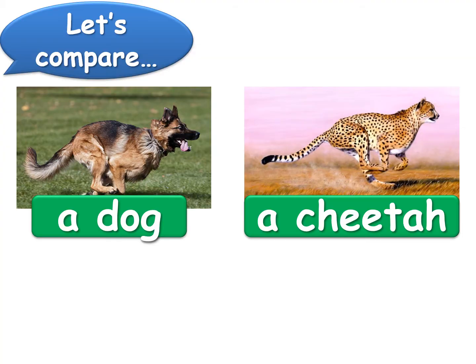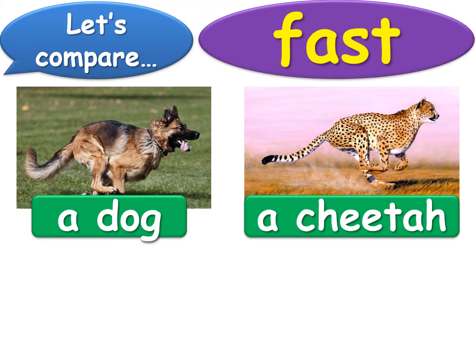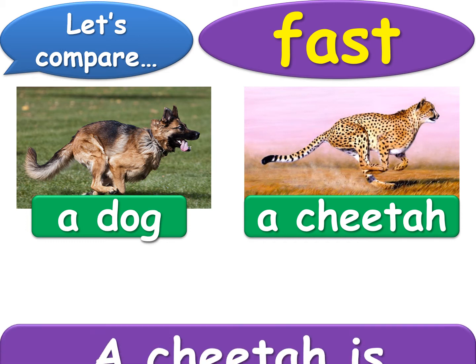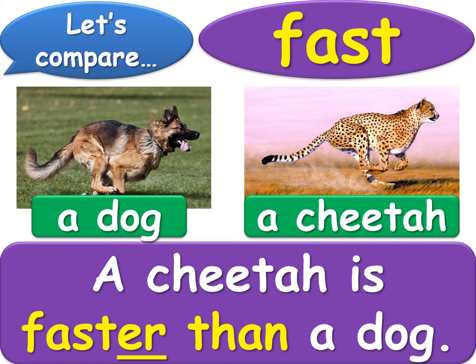Now, let's compare a dog and a cheetah. And I want you to compare them using the adjective fast. So, how would we do that? We can't just say a dog is fast a cheetah or a cheetah is fast a dog. We have to compare them, and when we do that, we have to add ER. So the answer would look like this. A cheetah is faster than a dog.